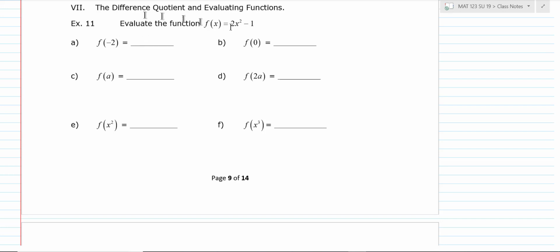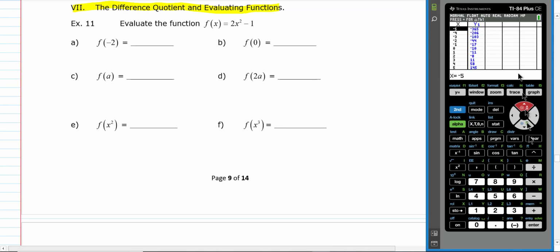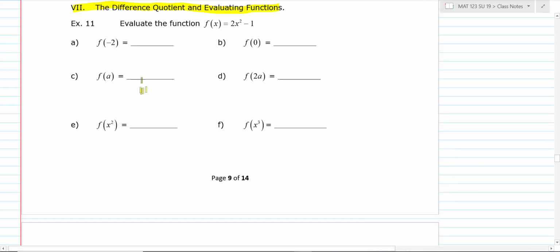Okay, students, so the next thing that we're going to look at is, we've got two more things to look at in this section. We're going to look at, in this part, what we call the difference quotient and evaluating functions. All right, so to begin with, we're going to start by looking at evaluating functions. Okay, so this just really is doing arithmetic primarily.